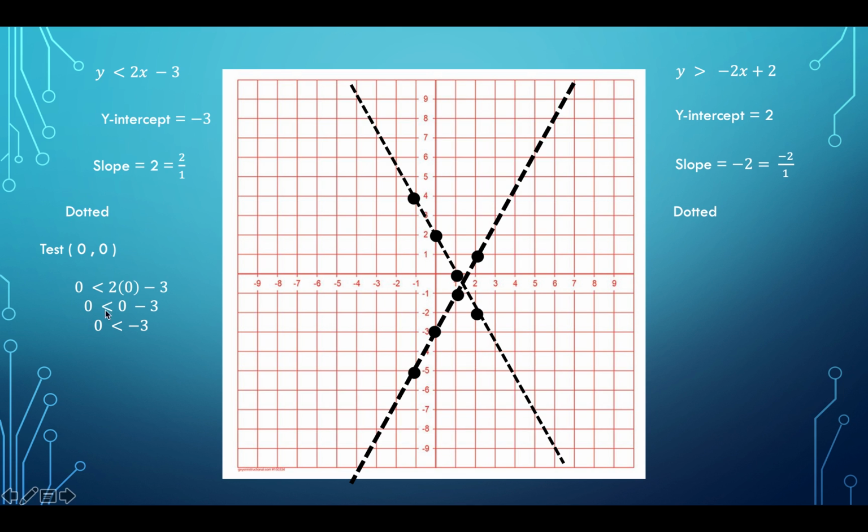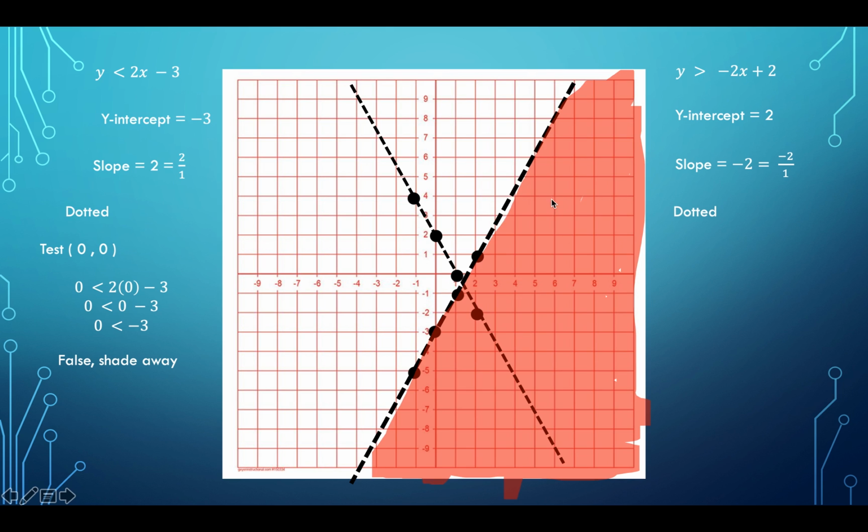0 is less than 2 times 0 gives us 0 minus 3. And we're left with 0 is less than negative 3. Is 0 less than negative 3? No, 0 is greater than negative 3. So because this statement is false, we're going to shade away from 0. So for this particular line right here, I'm going to shade away from 0, so I'm shading down this way.